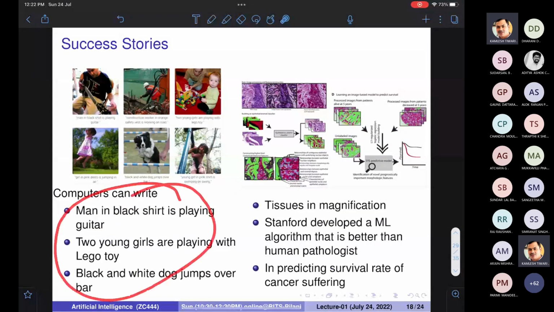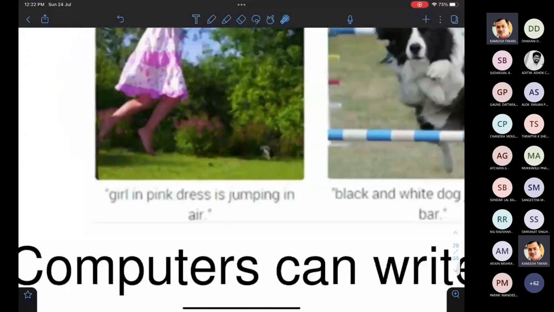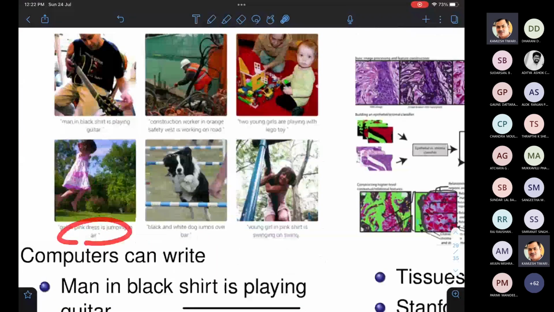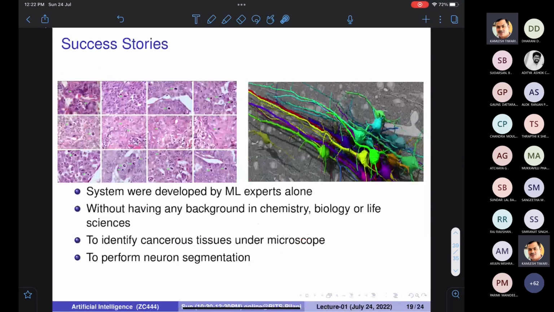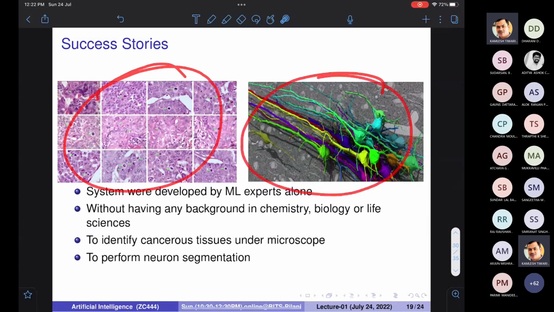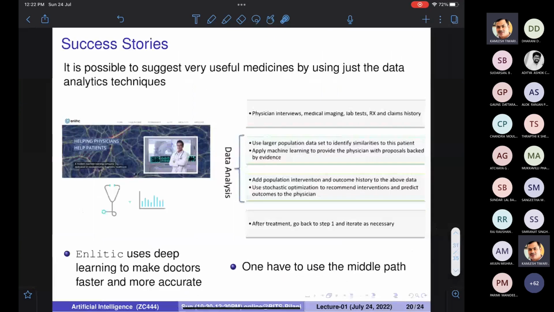Computers can explain what is written and what is happening inside an image. For an image, it writes: the girl in pink dress is jumping in air. So computers can write these days. These are cancerous tissues, and we want to predict the survival rate of the cancer patient. They have higher accuracy compared to the pathologist. Automatically finding where the problem is, automatically segmenting out the neuron segments. All these things are possible because of AI.